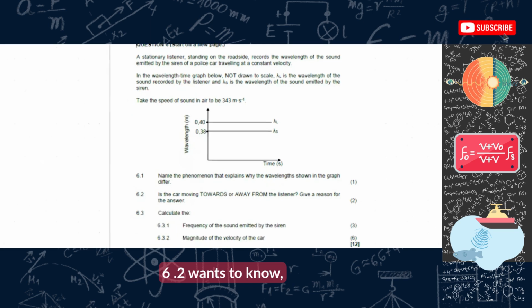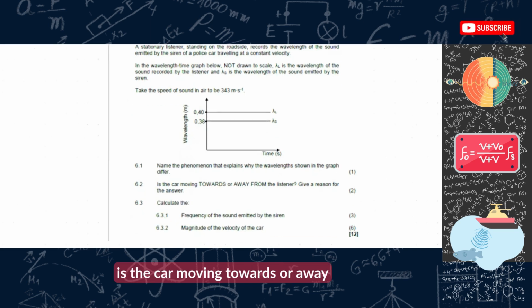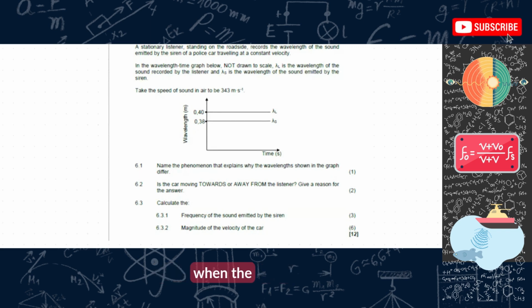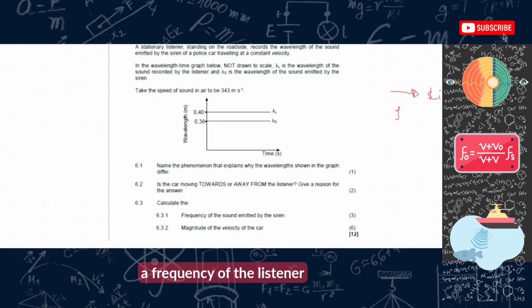6.2 wants to know, is the car moving towards or away from the listener? Give a reason for the answer. So let's think about it. We said that when the truck is moving towards the listener, we are expecting the frequency of the listener to be greater than the frequency of the source.